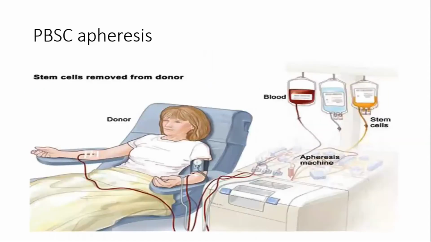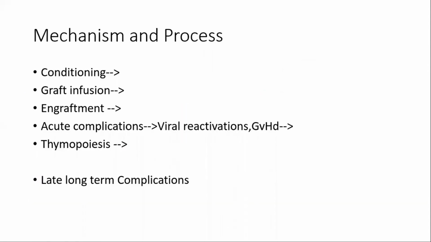So this is how generally PBSC apheresis is done. Now the mechanism and process. The transplant process happens in these steps: initially there is conditioning, then graft infusion, engraftment, then some acute complications. Then there is something called thymopoiesis and long-term complications. We'll be seeing them in detail in some time.